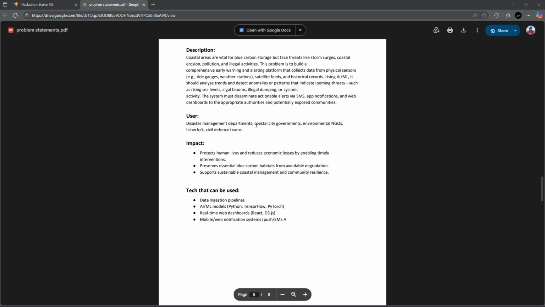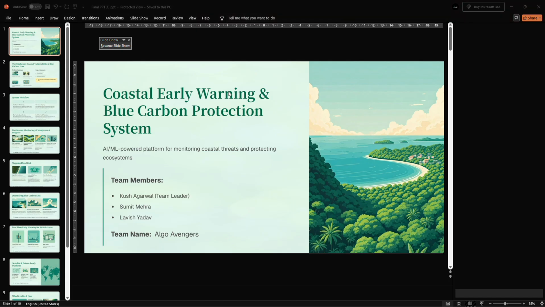So let's go to our presentation to see the workflow of what we did to solve this problem. So let's talk about our PowerPoint presentation. I again introduce my team: Kush Agarwal, the team leader, Sumit Mehra, and Lavish Yadav, and the team name is Algo Avengers. We just took the problem, the Coastal Threat Alert System. So here we go with the PowerPoint presentation.